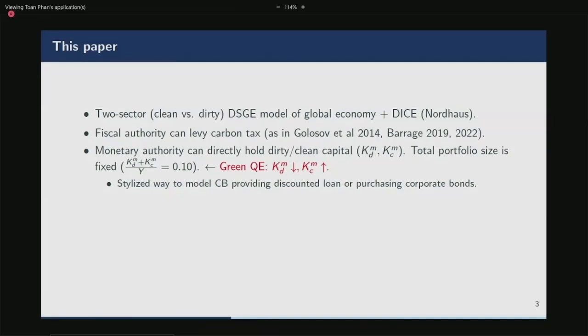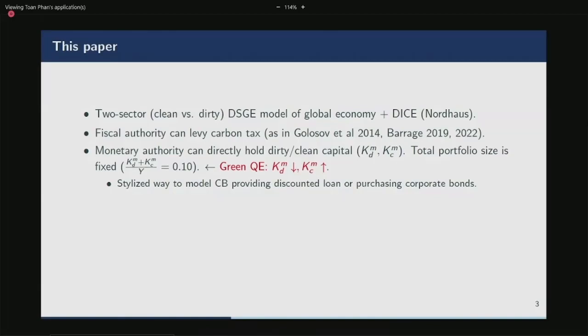As is typical in the DICE literature and integrated assessment models, there's a fiscal authority who can levy a carbon tax. By the way, my colleague Linda Barrage has several very interesting papers addressing these fiscal policies, about optimal carbon tax even in the presence of distortionary tax. More importantly here, there is a monetary authority who can directly hold dirty or clean capital stock, with notation K_MD or K_MC. The assumption is that the total portfolio size is fixed. The key thing is that they can change the mix.